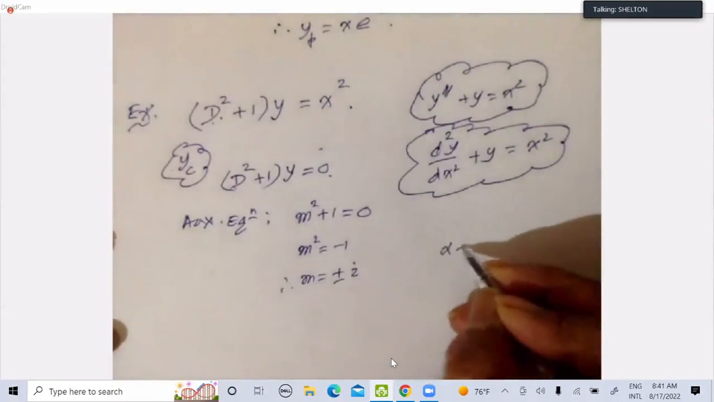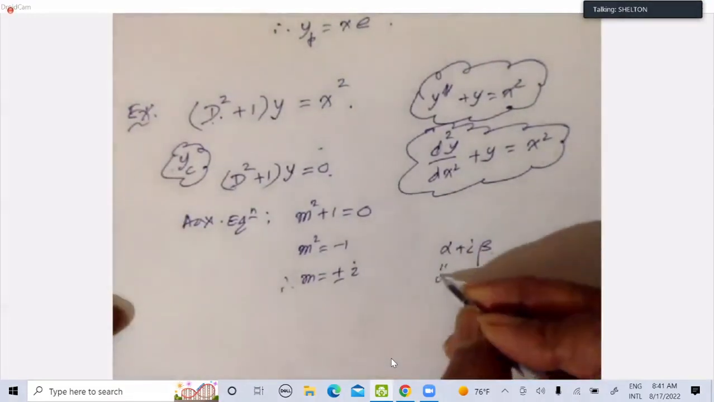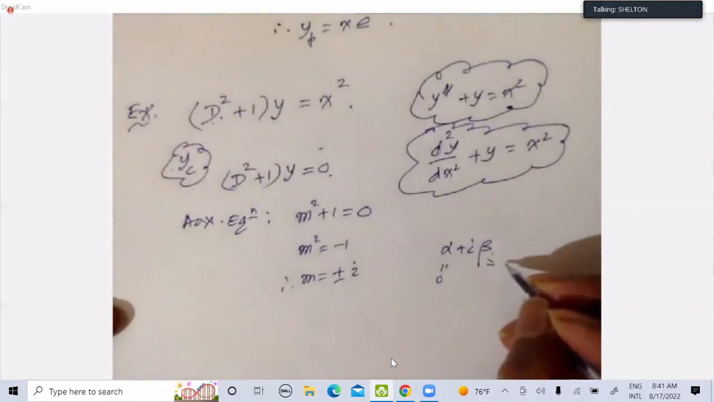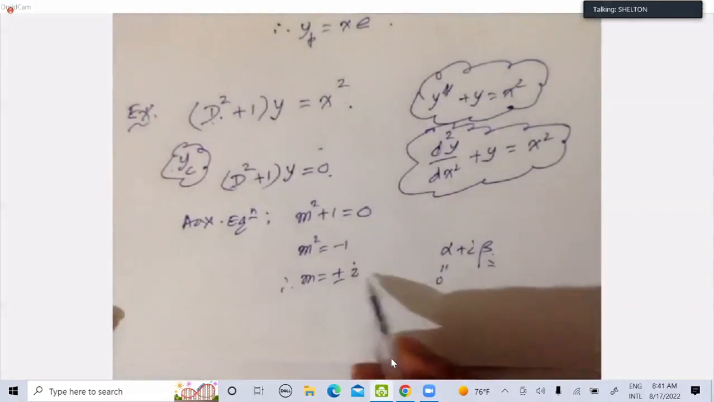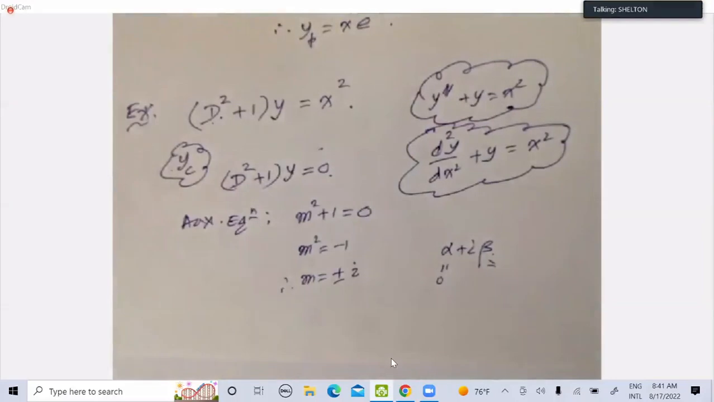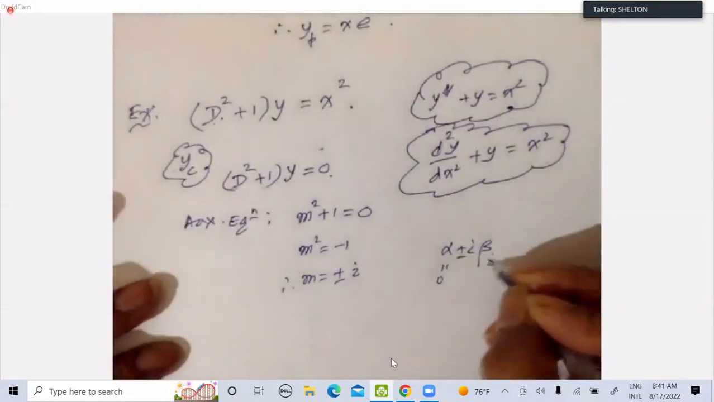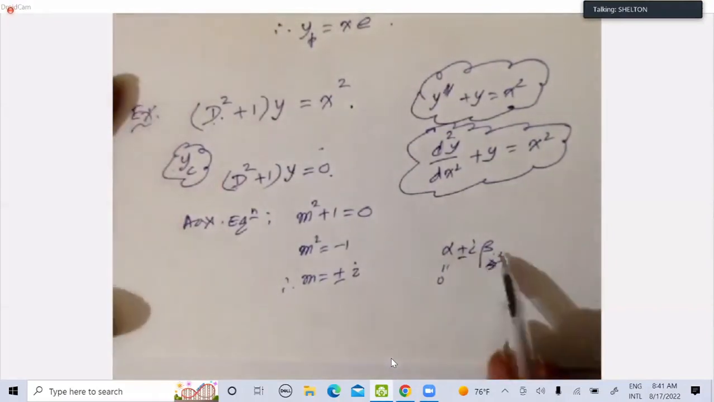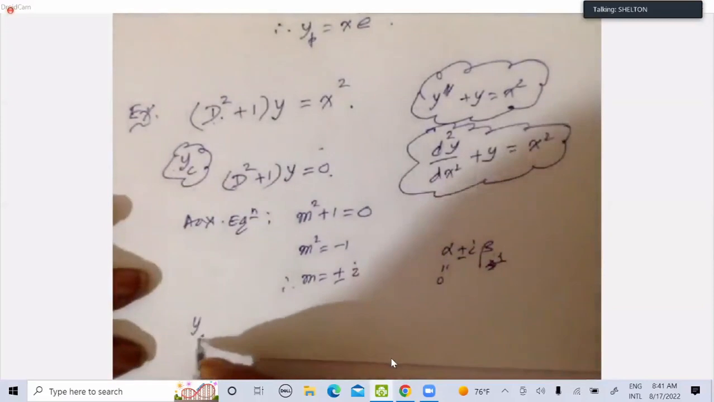This is like alpha plus i beta. Alpha is equal to 0. Beta is equal to plus 1 for plus i, minus 1 for minus i. So alpha plus or minus i beta. So then in that case, beta is equal to 1. So when roots are like this, what is the complementary function?